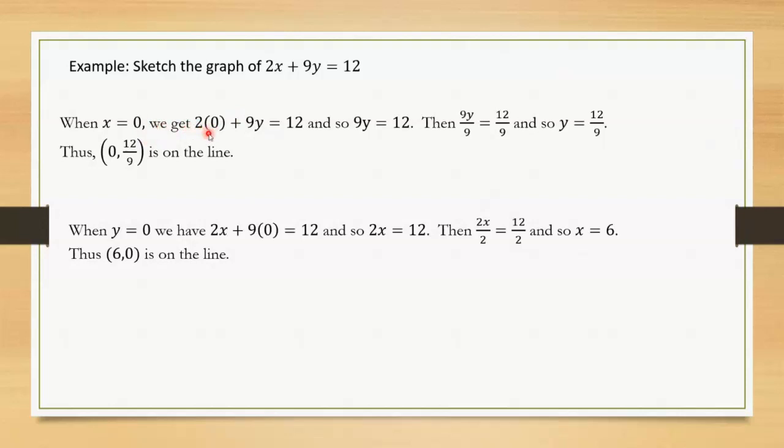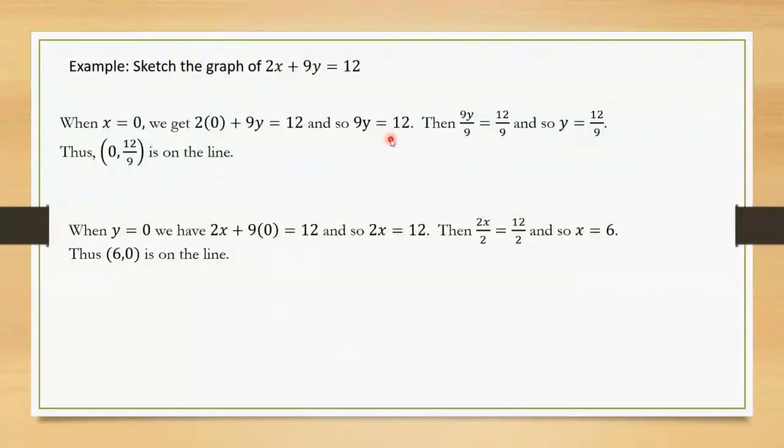So when x is 0, you replace x by 0, you get 2 times 0 plus 9y is 12. Well, 2 times 0 is 0, so it's gone. And so we get 9y is 12. So we have to solve this for y. Sorry, pause, I didn't want to go too fast.